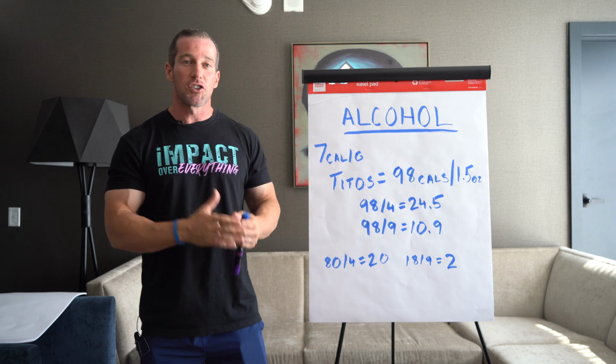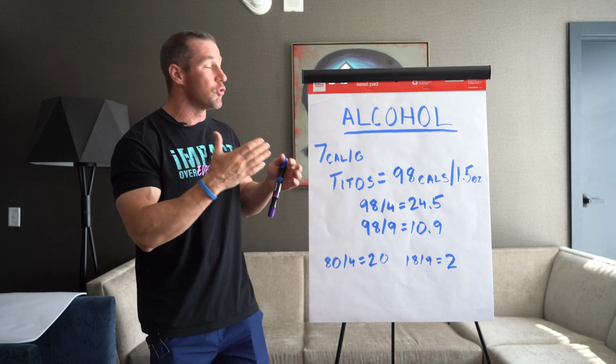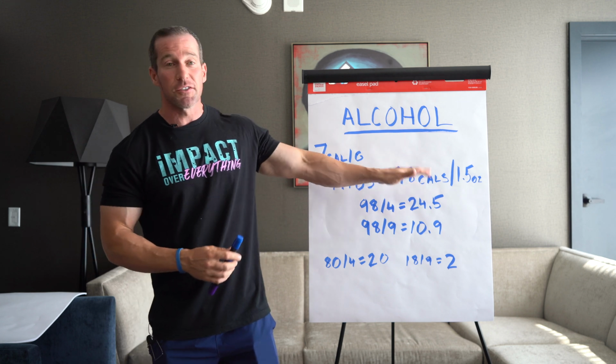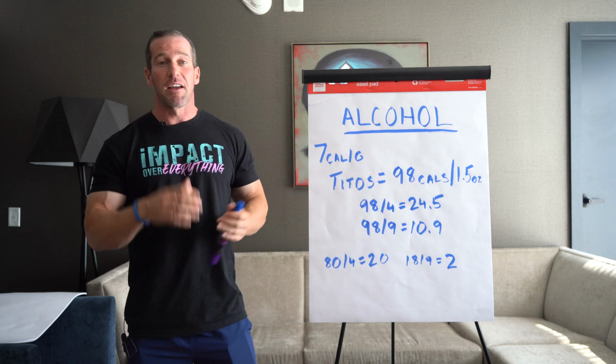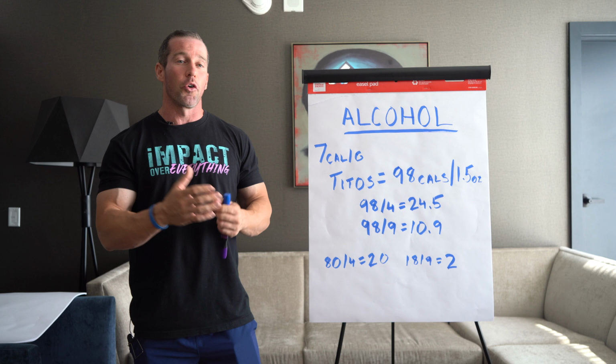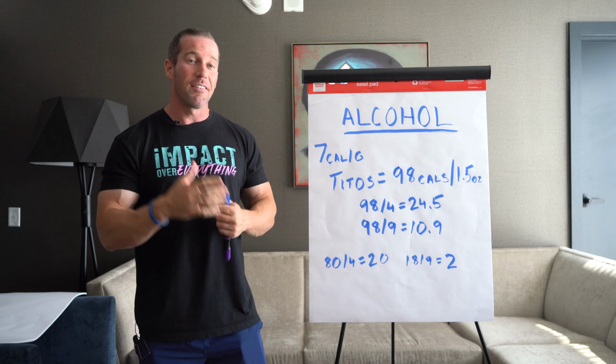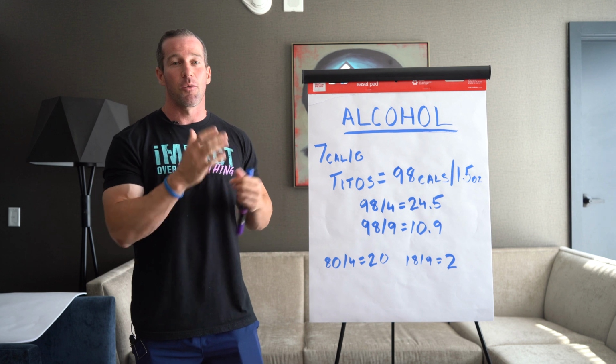To answer the question that we posed in this video, how do you track alcohol? This is how you do it. You figure out the total number of calories of alcohol, you divide it by either 4 or 9 to figure out the total number of carbs or fats you're going to subtract from, and you have a way to stay on track with hitting your goals.